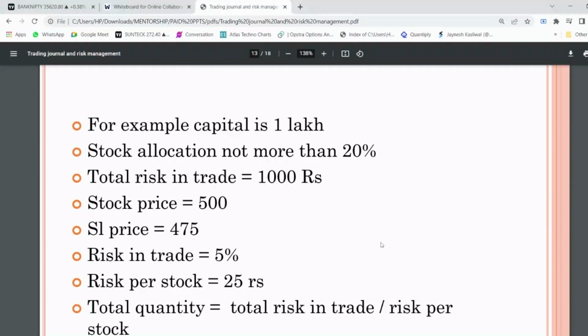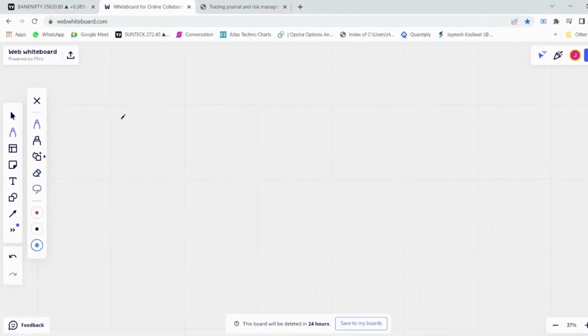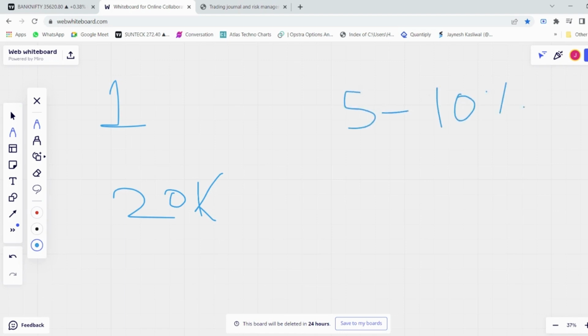Let's assume that we have a capital of 1 lakh. So stock allocation should not be more than 20% of our capital. What does that mean? Basically, if we have 1 lakh capital, we are not going to deploy more than 20,000 per stock. So this is the maximum that we are going to deploy.